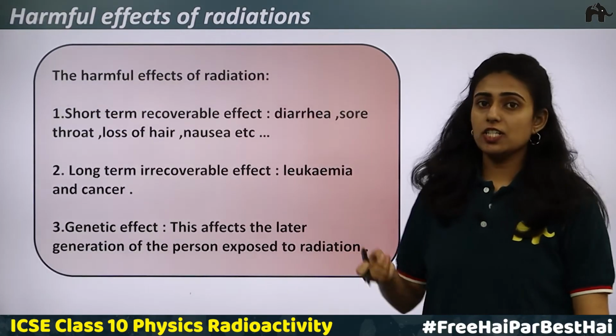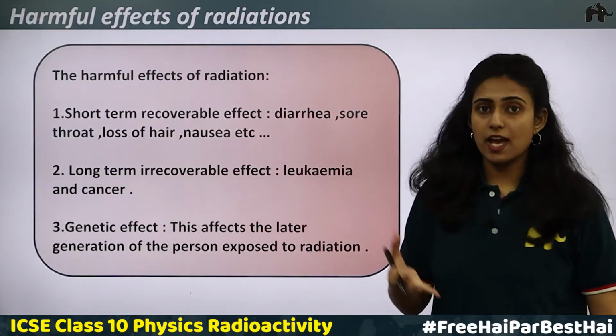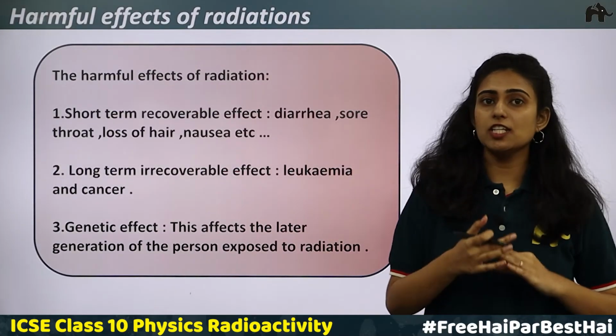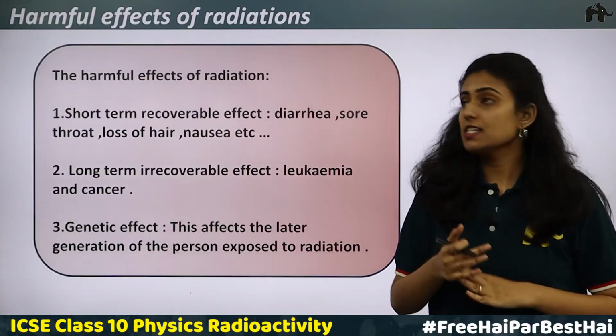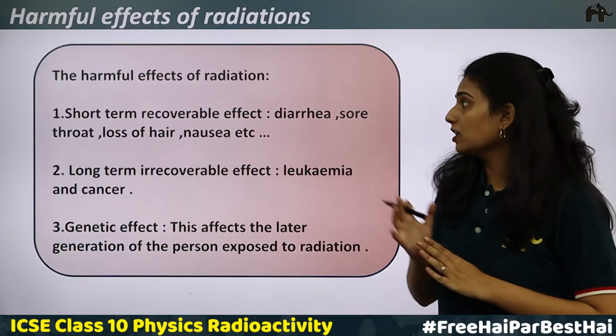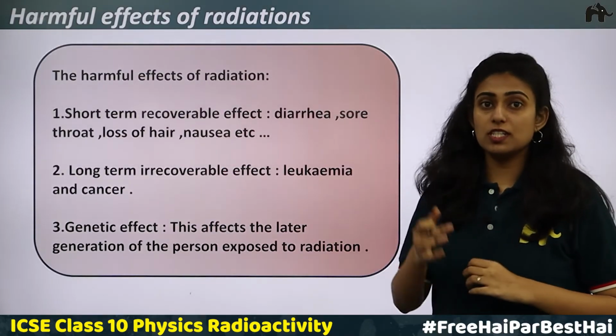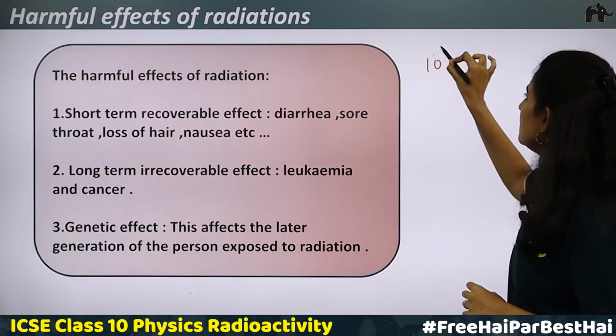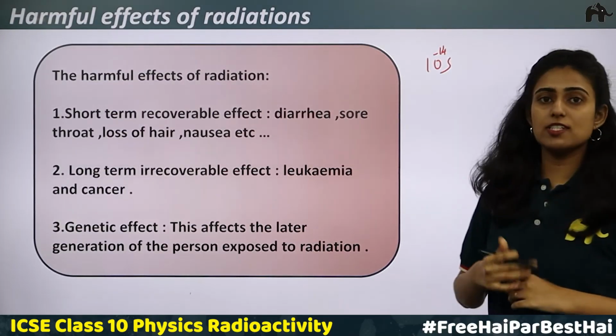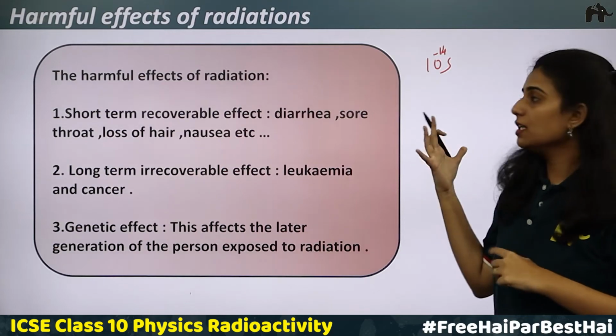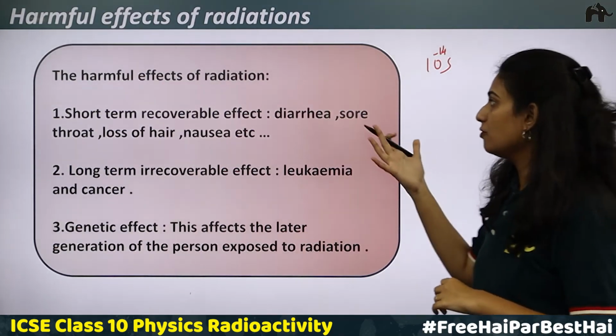Harmful effects of radiation. The radiations produced by nuclear reactions include alpha radiation, beta radiations, gamma radiation, X-rays, and all these can enter into the human tissues in just 10 raised to minus 14 seconds and cause biological damages. Okay, so what are the biological damages? Let's see the harmful effects of radiation.